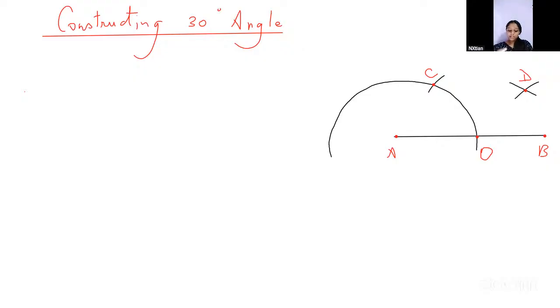Join it with E. Next step, join AD. Yes, Joshua? I have a question. You said name it B and you wrote D, ma'am. No, I said D, Joshua. Okay, ma'am. Thank you. We use a scale to draw that, ma'am? Yes, use a scale to draw this line.